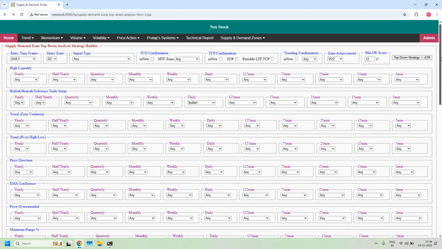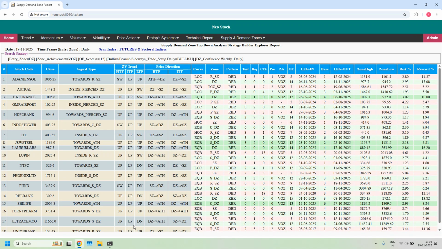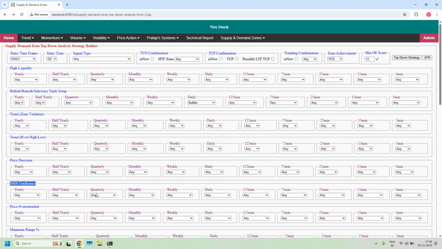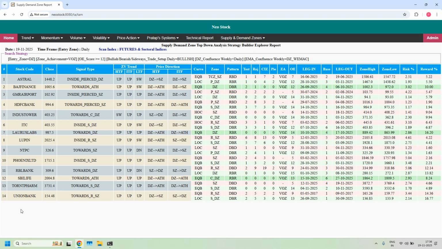Enabling. After enabling the filter, applying on the 25 stocks, we got 18 stocks. First 17 stocks in the list. Scrolling the list down, total 18. In all the 18 stocks, ITF trend is uptrend, because daily zone is overlapped with the weekly zone. So let's apply the second filter, that is weekly demand zone having weekly EMA confluence, because weekly trend is uptrend. So we got 14 stocks.